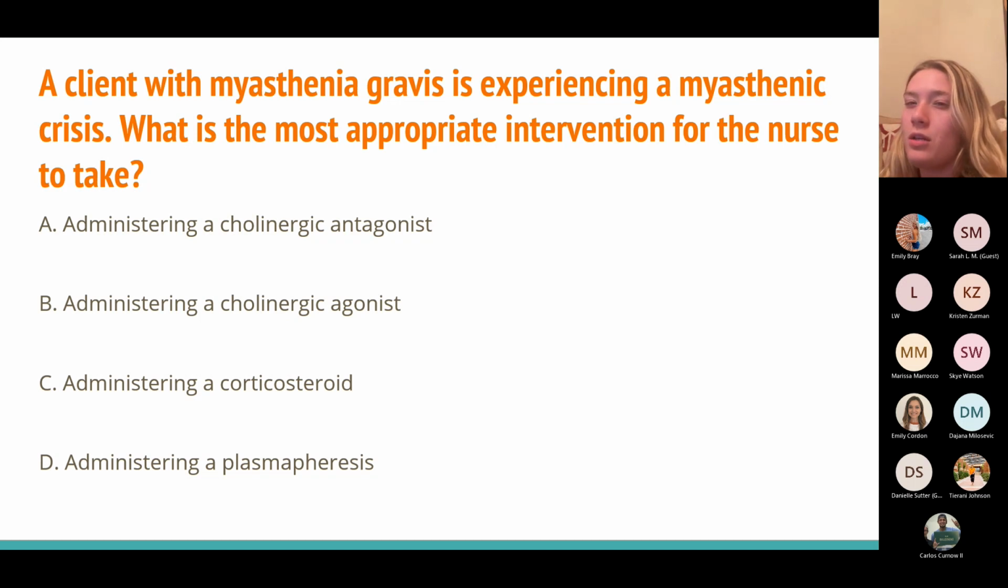to understand a little bit of our routes of medication administration. Administering a corticosteroid is great for long-term management of the disease, but it doesn't have a very quick onset. A cholinergic agonist does have an effect, but it's pretty limited. If someone's experiencing a myasthenic crisis, they really do need plasmapheresis, because this removes all those harmful antibodies from the blood, which will improve muscle strength and weakness. Okay.